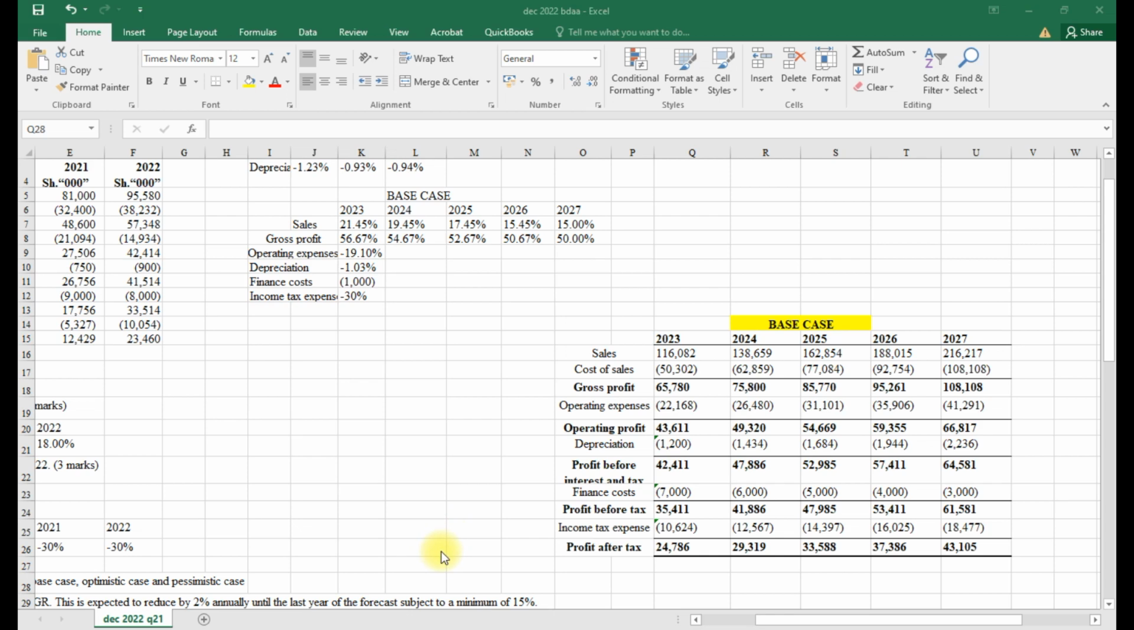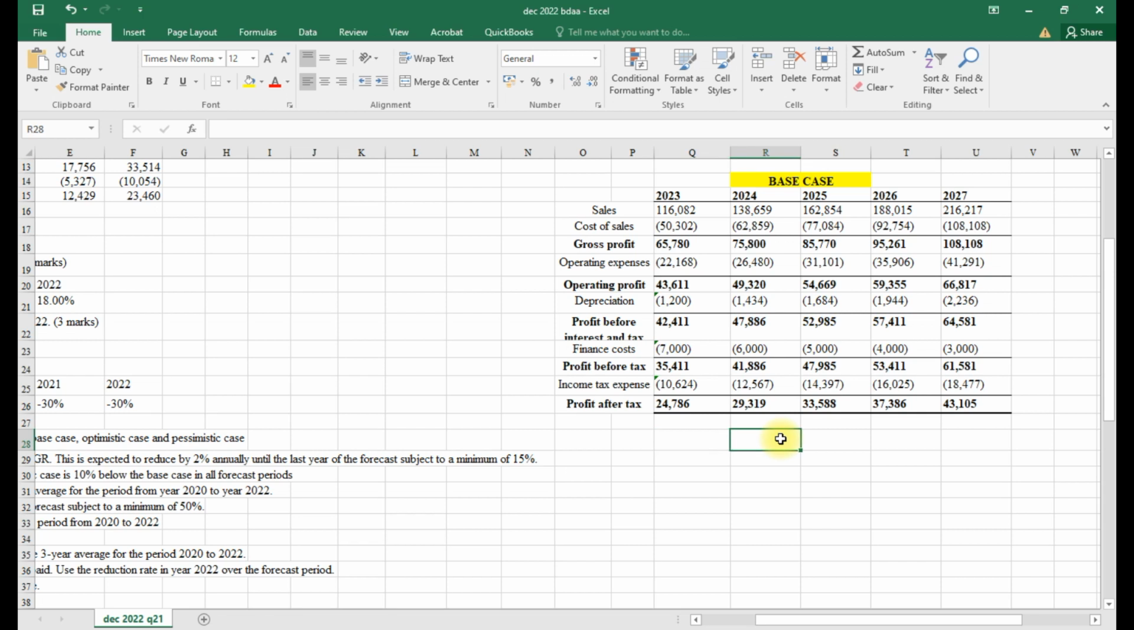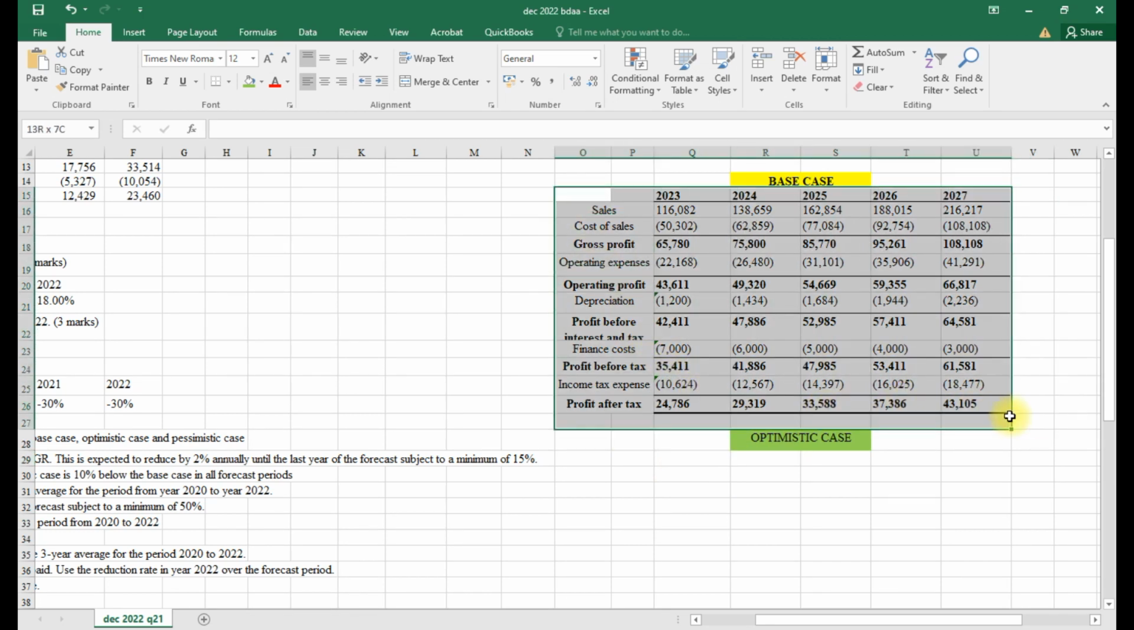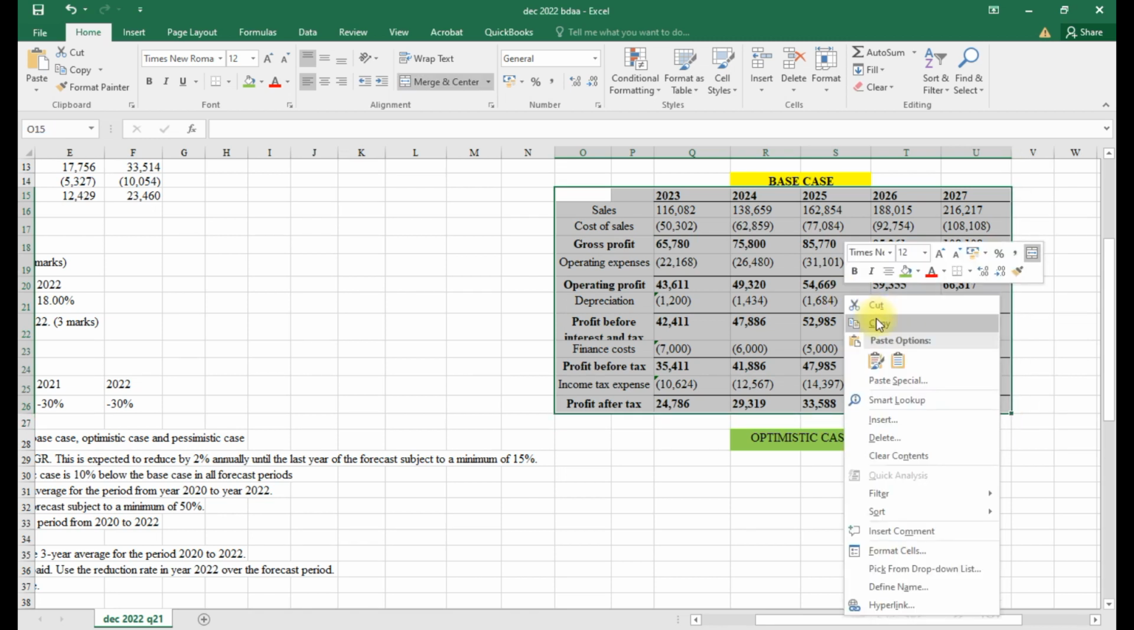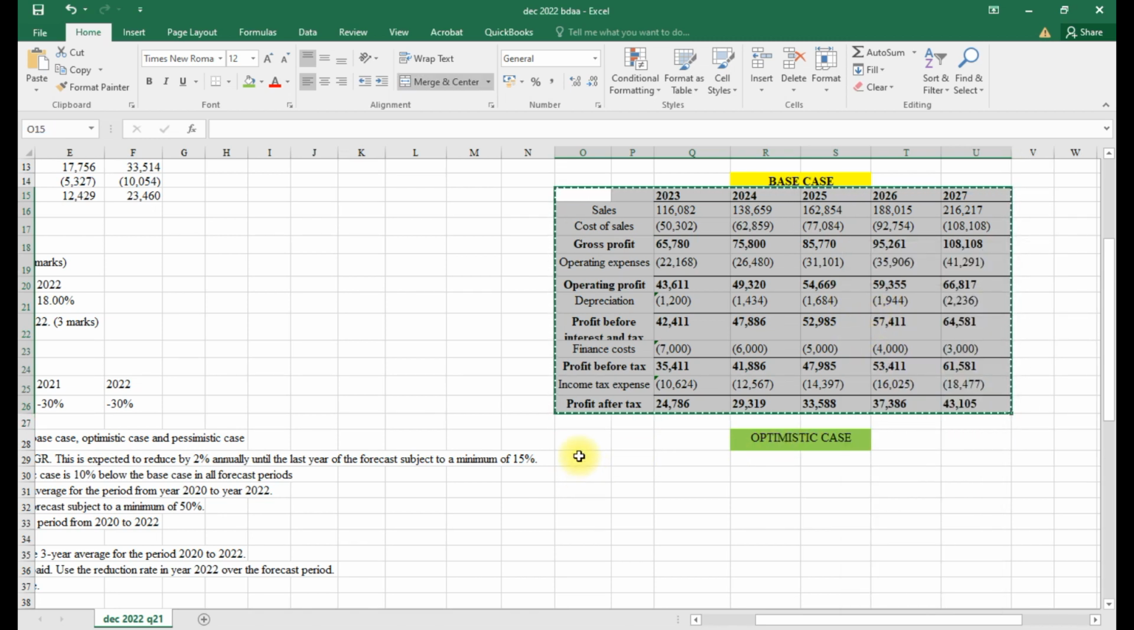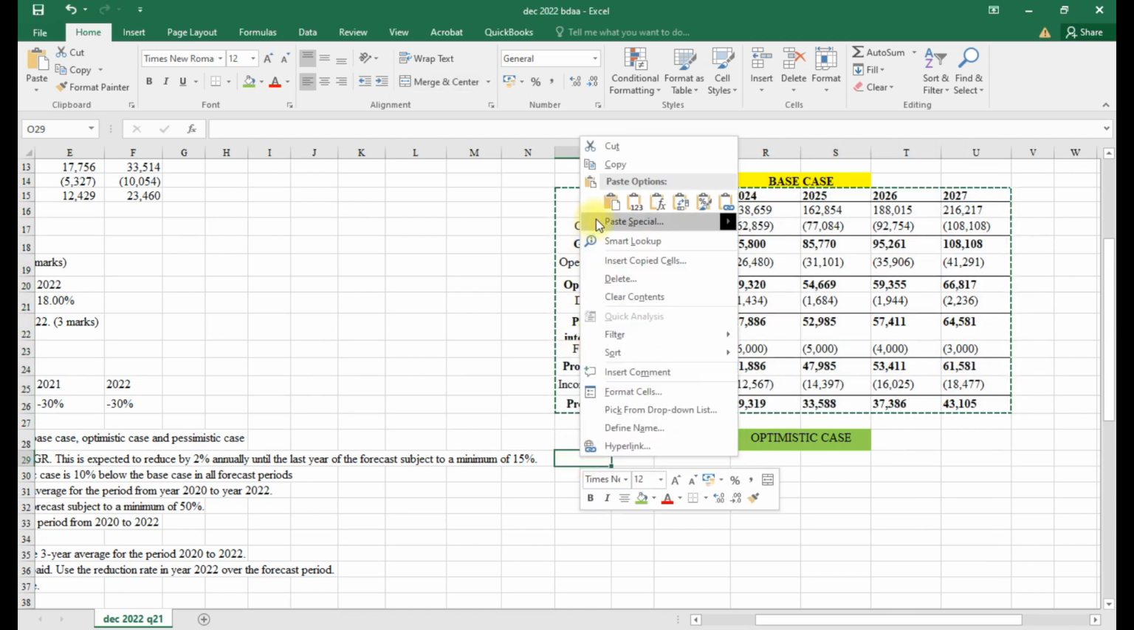So we shall go to the second, optimistic case. So for the optimistic case, I'll merge this and change the color there. So you can use green for optimistic, and I need to copy whatever I've already done here, and I come and paste it here under the optimistic case.